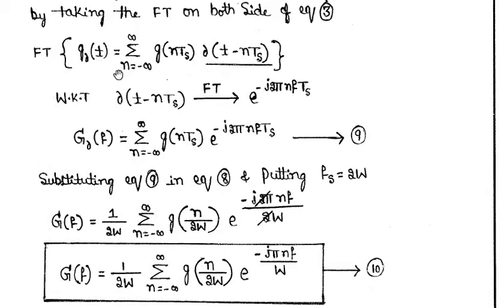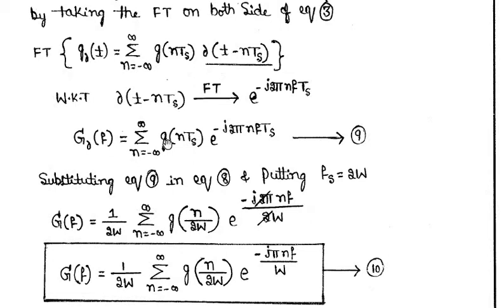But now I want G delta of f, for which I'll take the Fourier transform, and when I take the Fourier transform for this expression, I will get g of nTs delta of t minus nTs. If you take the Fourier transform, you will get a shifted signal, which is e to the power minus j2 pi f Ts. So the expression for G delta of f is summation n equals minus infinity to plus infinity g of nTs e to the power minus j2 pi f n times Ts. So we got G of f, we got G delta of f.